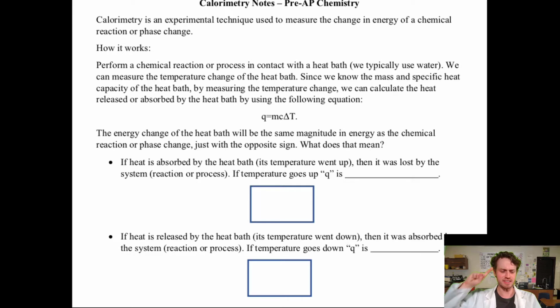Now the water is either going to absorb energy that is released from the reaction, or it is going to release energy into the reaction. Since we know the mass of the water, because we measure it out and put it into the container, and we know the specific heat of water, that is something you really should just know, 4.184 joules per gram degree Celsius or Kelvin, and we can also measure the temperature change, then we can just use Q equals mcΔT, and that's really how we do calorimetry.